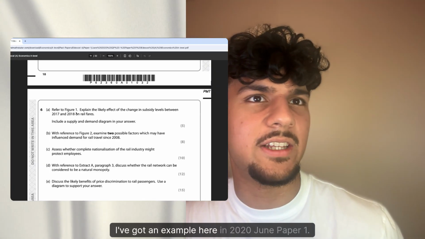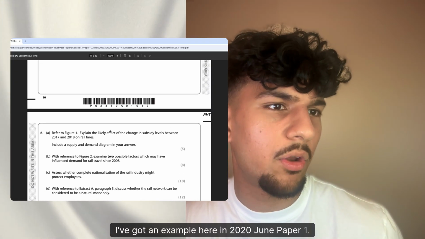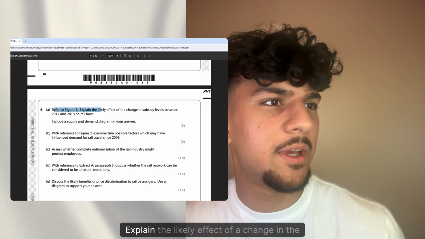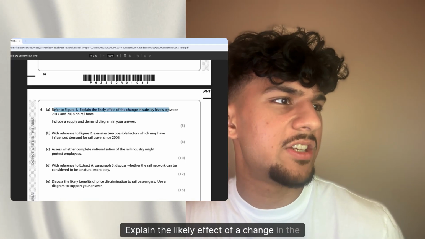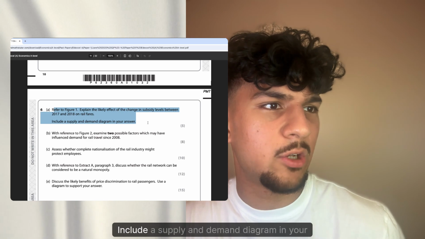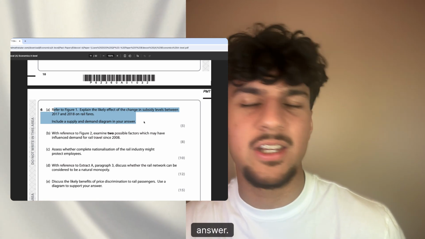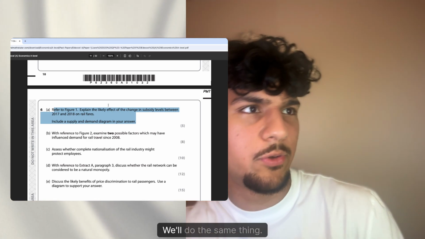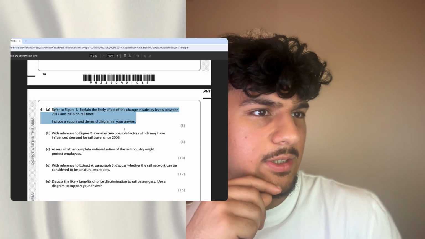I've got an example here in 2020 June paper 1: refer to figure 1, explain the likely effect of a change in the subsidy levels between 2017 and 2018 on rail fares. Include a supply and demand diagram in your answer. So this is how it's going to be asked. We'll do the same thing, we'll have a shot at this together.